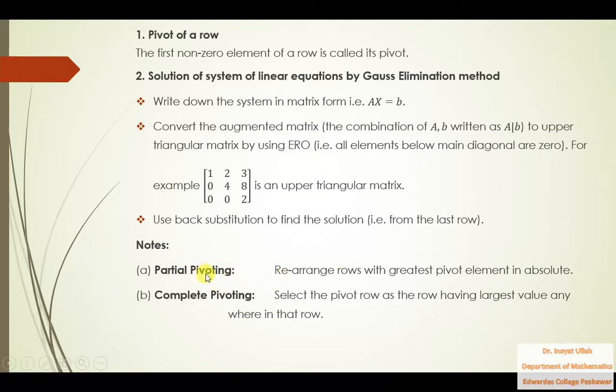If you are asked to solve the system by partial pivoting, then what will be the steps? Number C, for our convenience we will make the pivot element 1. That is not necessary, but for our convenience we will make the pivot element 1. What does it mean? This is the pivot of the first row, so we will make this element 1. This is already 1, and that is the pivot of row 2. So this element is the pivot of row 2, so we will make this element 1.